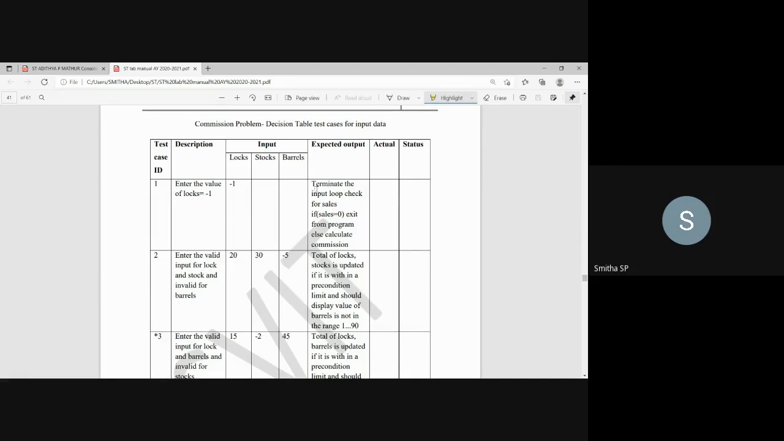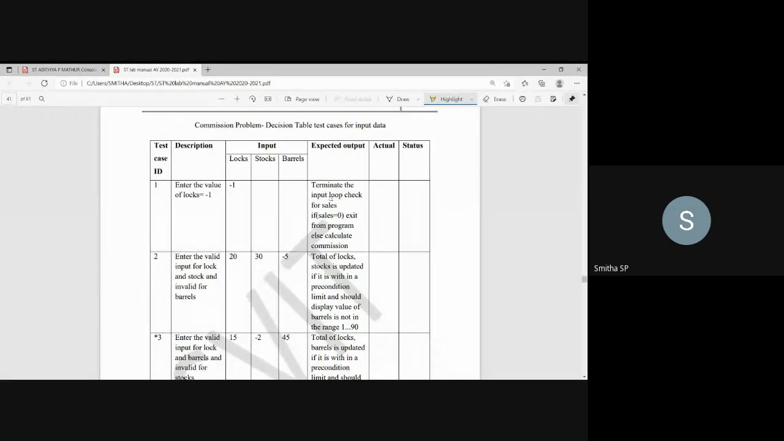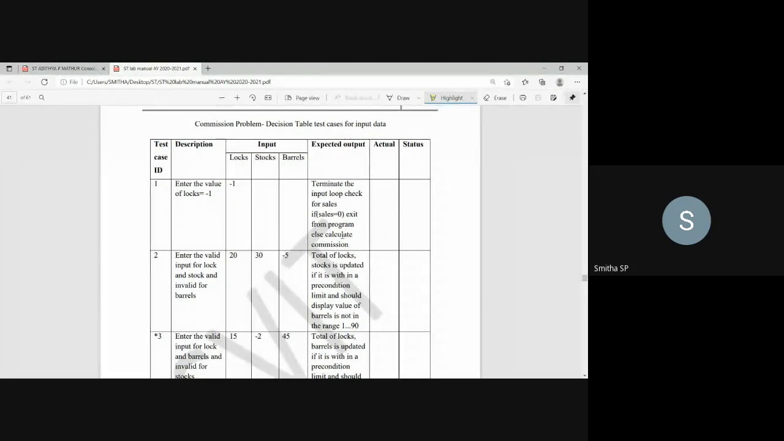So first action, terminate the input loop, has been mentioned in the expected output. Then you move to the sales calculation. You know that the sales is 0. So based on the sales, you have to calculate the commission. The expected output written here is: terminate the input loop, check for the sales. If sales is equals to 0, then exit from the program, else you calculate the commission. So that is the expected output. Next, moving to the second test case.